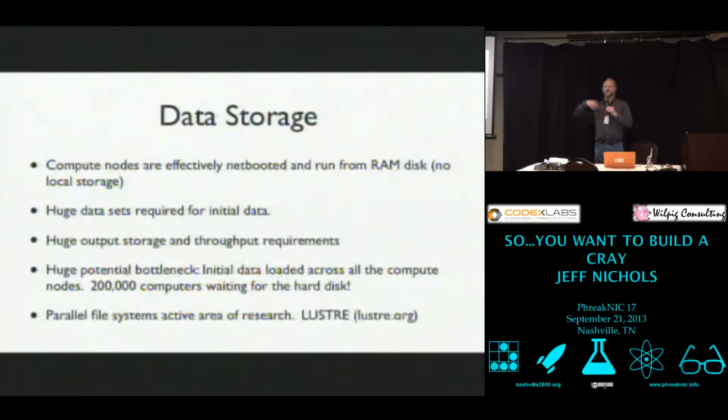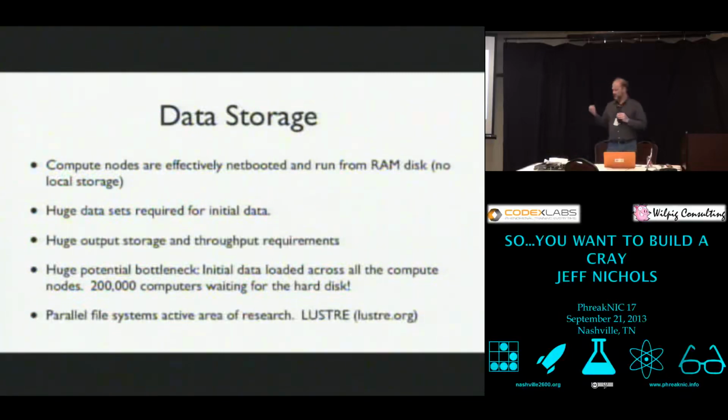You've got huge output, and so you've got throughput. If it's all waiting for data to be written to disk and you're just sitting around, you're getting no throughput through your machine. And then, it's a huge potential bottleneck, that initial data loaded across all the compute nodes. So imagine 200,000 computers just sitting around waiting for the hard drive. We get frustrated when one computer is sitting around waiting for the hard drive. 200,000 all waiting for it.